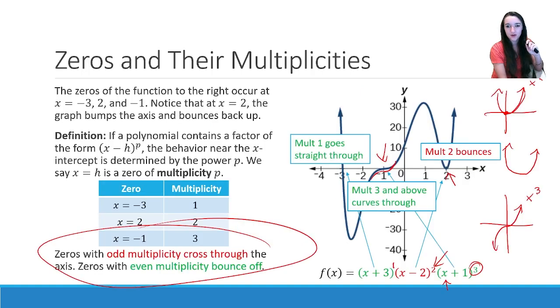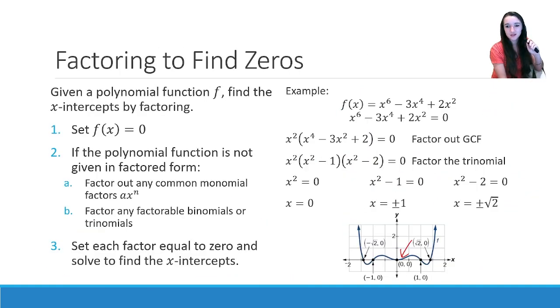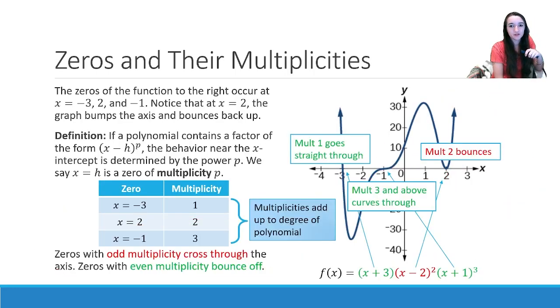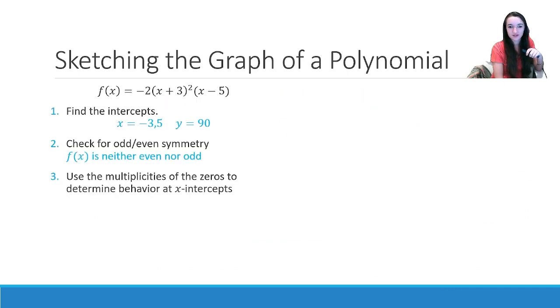Like, for example, if I go way back here, this one had even symmetry. If I had plugged in negative x into this equation, it would have shown as an even function, which I can tell because it has all even exponents. That's one way to tell it has even symmetry. All right, so this one, however, does not.